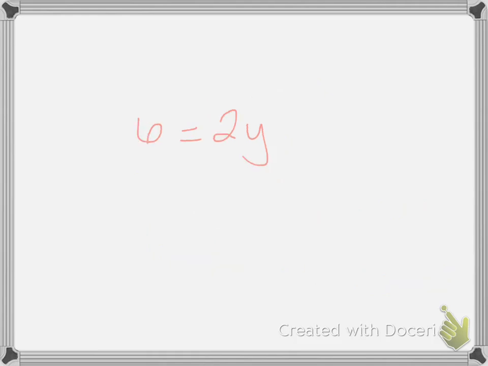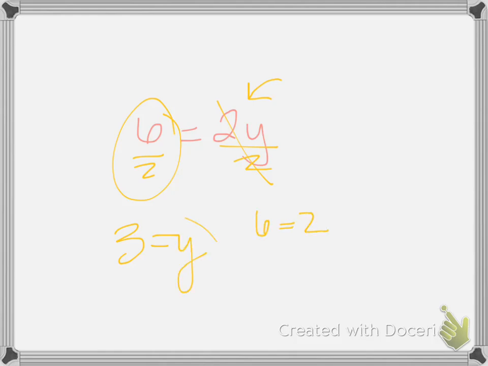Okay, so we're going to do the same thing. Because we're multiplying, we have to divide. 6 divided by 2 here, because these cancel, is 3. So y equals 3, so let's try it. So we have 6 equals 2. Replace that y with that 3. So I get 6 equals 2 times 3, which is 6. So it was true. So y equals 3.